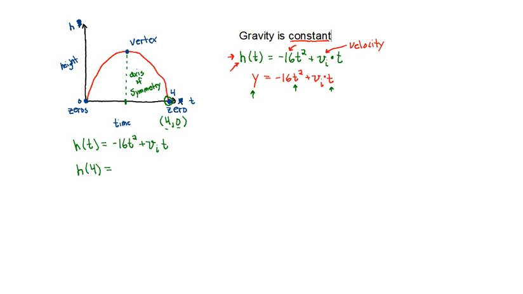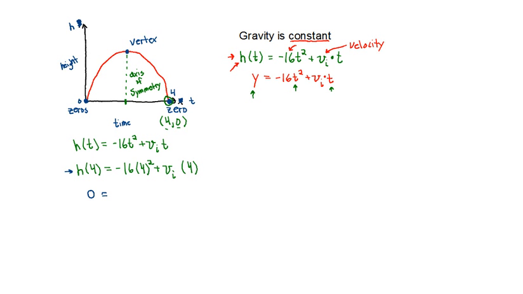So what this equation becomes is negative 16 times 4 squared plus the initial velocity, which we are trying to find, times 4. Now, as we keep working on that, we know the actual height is 0. So the left side of the equation can become 0.